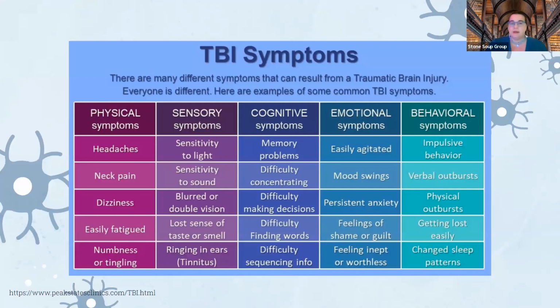So this is a great graphic of some of the symptoms that an individual may have to live with after a head injury. It is not all encompassing, but it does represent some of the most common symptoms. So let's say you have headaches and you have sensitivity to light, you have memory problems, and you have physical outbursts. Or you're easily fatigued, you have difficulty finding words with big mood swings, and you cannot sleep at all. Or let's say you have in the beginning dizziness, blurred and double vision with feelings of not feeling very great about yourself and impulsive behavior. But then in 3 months, you may have neck pain, memory problems, easily agitated, getting lost.